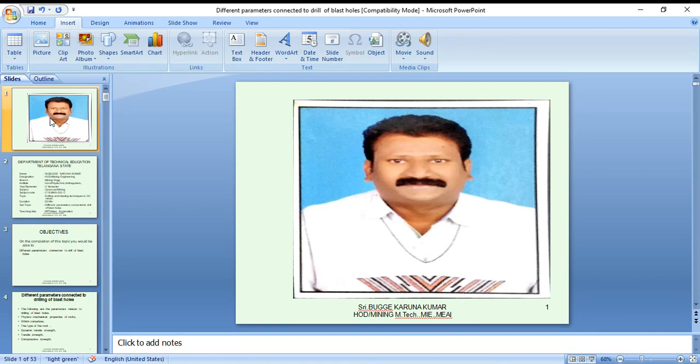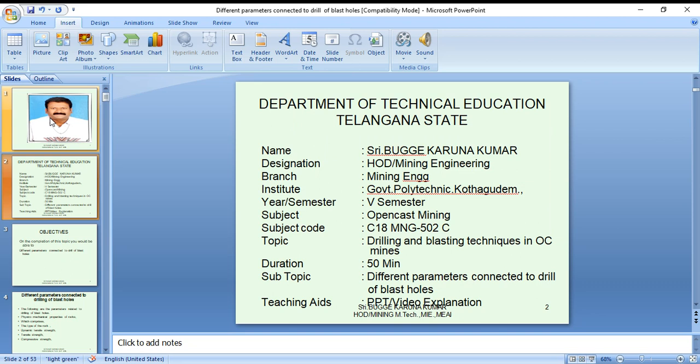Today we are going to learn blasting parameters, different firing procedures, and charging, around 3 slides. I am going to explain. My name is Karana Kumar, HOD Mining.